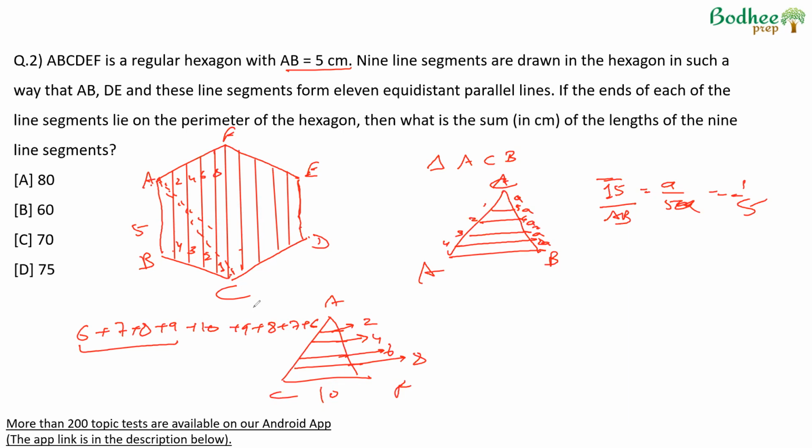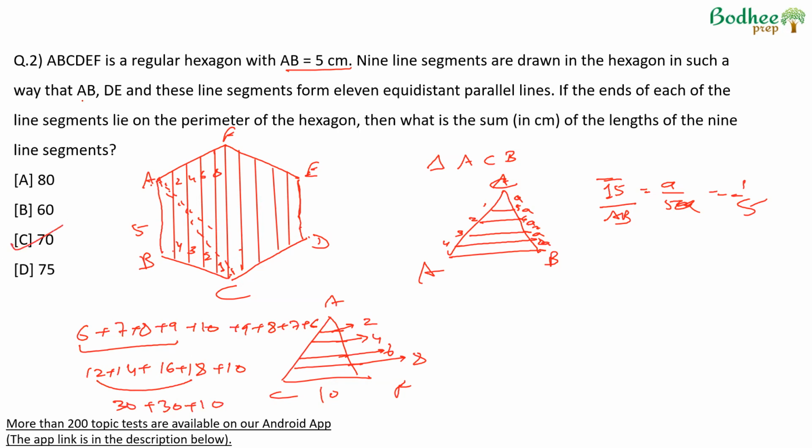What is the sum of the length of the 9 line segments? So 6 plus 6 is 12, 7 plus 7 is 14, 8 plus 8 is 16, 9 plus 9 is 18, plus 10. 18 plus 12 is 30, 14 plus 16 is 30, 30 plus 10. And therefore the sum becomes 70.